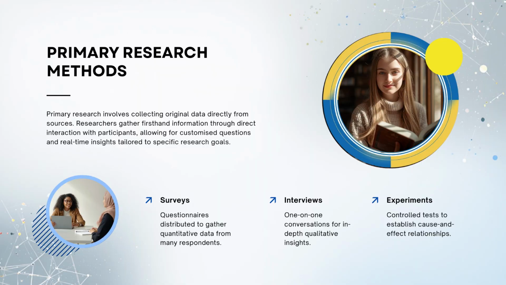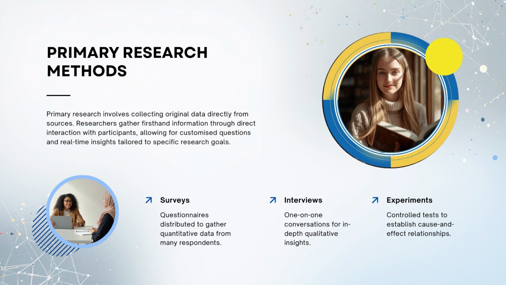Primary research is information that you collect yourself. This means you are gathering original data directly from a source. You are not relying on someone else's findings. Instead, you are creating your own. Examples of primary research include surveys, interviews, experiments, and direct observations.